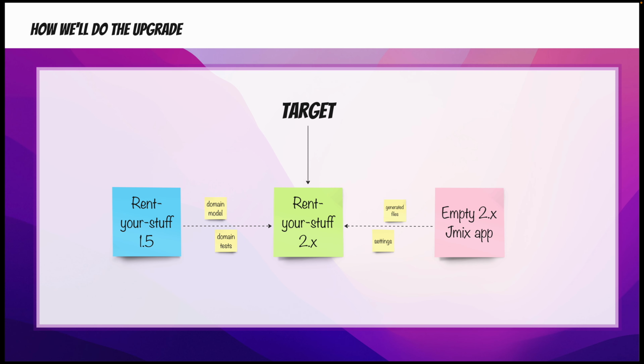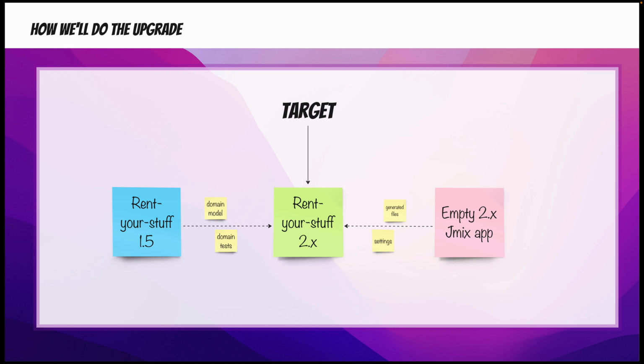Okay, now coming to the point of how we want to do the upgrade. Over the next videos, I will go through a couple of areas in this migration. The general idea is that on the left side, you can see the existing Rent Your Stuff 1.5 application. And then I will create a new application, most likely via a Git branch, and basically create a new IntelliJ project and run it side by side, which will be the target application where we will migrate to Jmix 2.